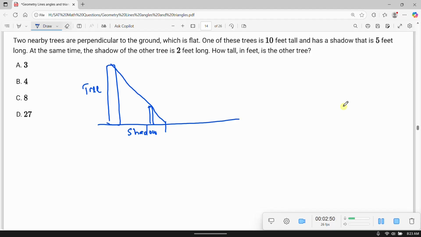Some of you use different colors here. So this is 10 feet, and the shadow from here to here is 5 feet. They want to know how tall the smaller tree X is. So we can set up a proportion equation, like we can have X over 2 equal 10 over 5. Make sure you pair them up, matching them up. So X is going to be 20 divided by 5, which is 4.